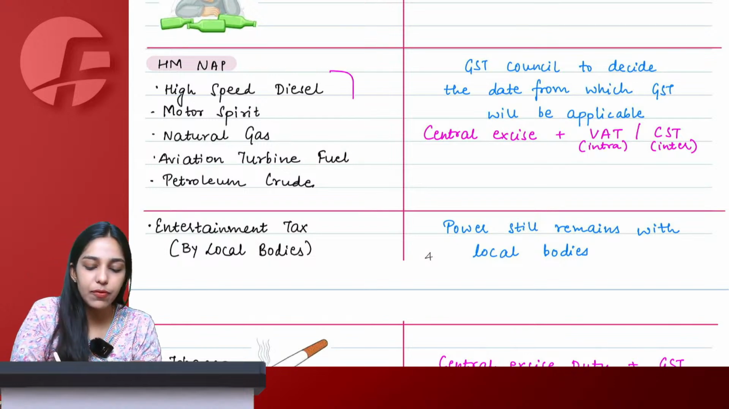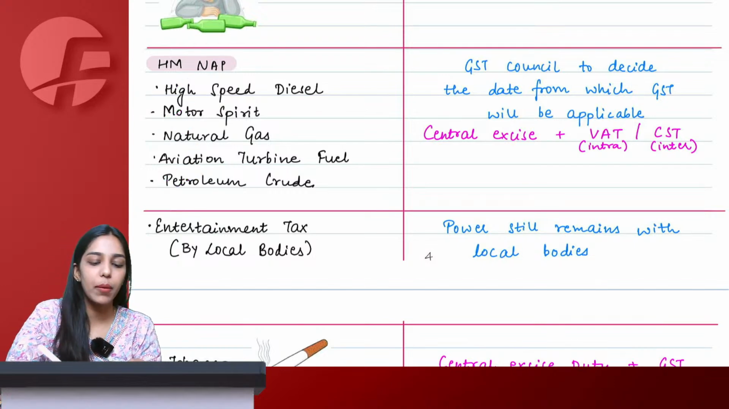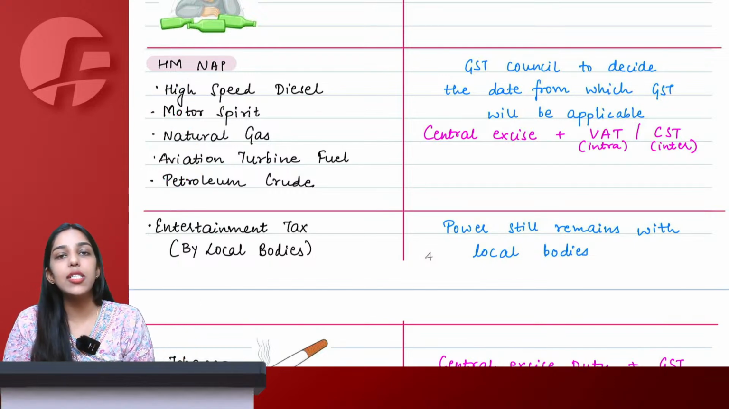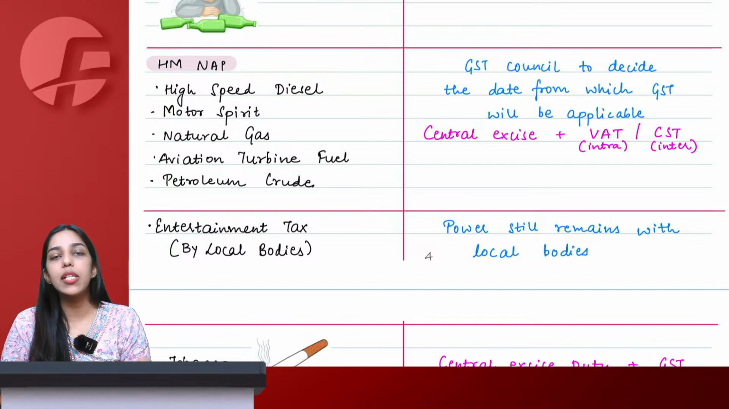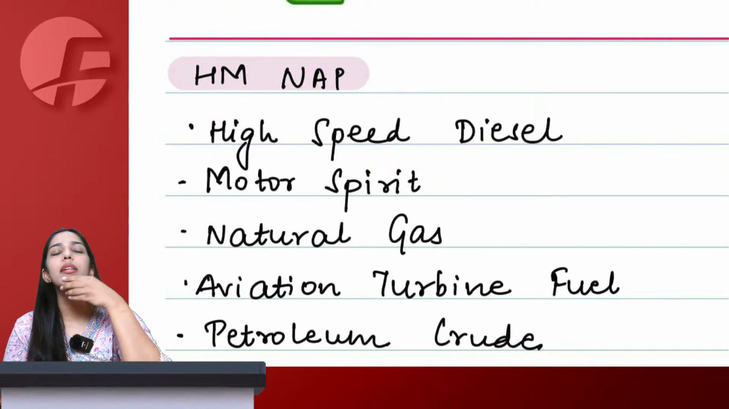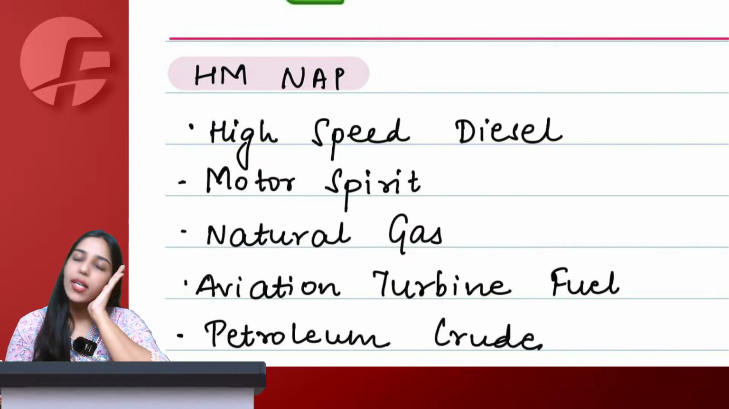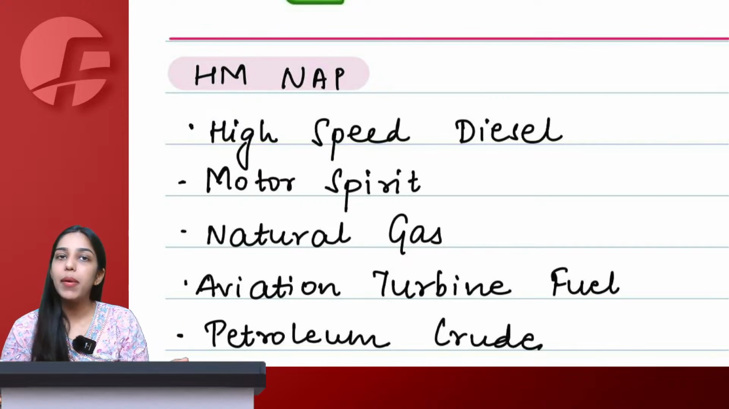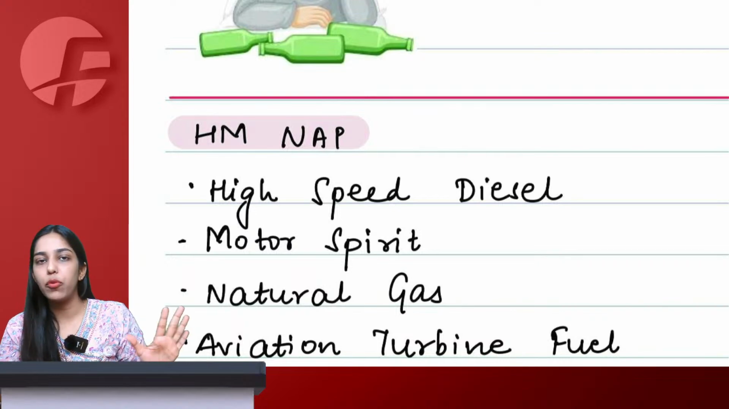Whereas if we talk about these 5 petroleum products, high speed diesel, motor spirit, natural gas, aviation turbine fuel and petroleum crude, on these 5 products GST is not levied today. But we are waiting for a future date when the GST Council will give recommendation to government and government will issue a notification saying that from this date GST is going to be levied on these products. Till then we are saying, you 5 products go and take a nap. Whenever we want to implement GST on you, we'll wake you up. So till then, on these 5 petroleum products, GST is not levied.